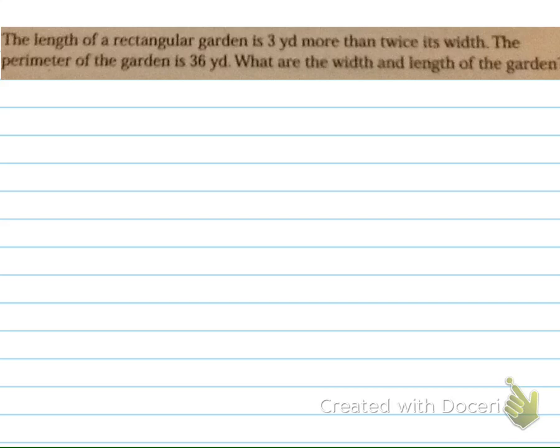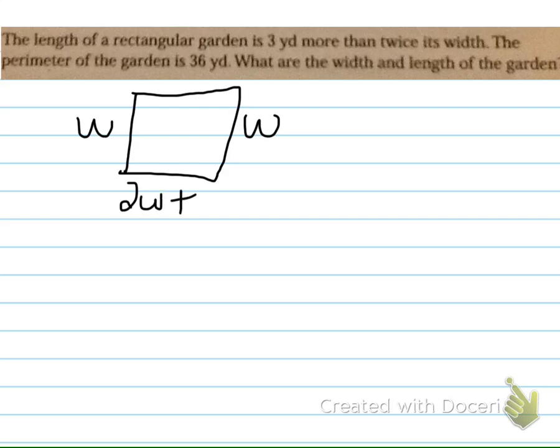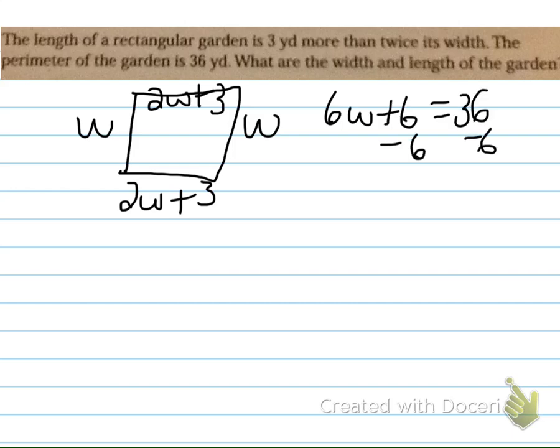So here I go. There's my rectangle, and it says the length is 3 yards more than twice its width, which means I don't know anything about the width, and that the length is twice the width plus 3 yards. Twice the width plus 3 yards. And now it says the perimeter is 36, so we've got 2, 4, 6 widths plus 6 equals 36. So we'll subtract 6 and subtract 6.